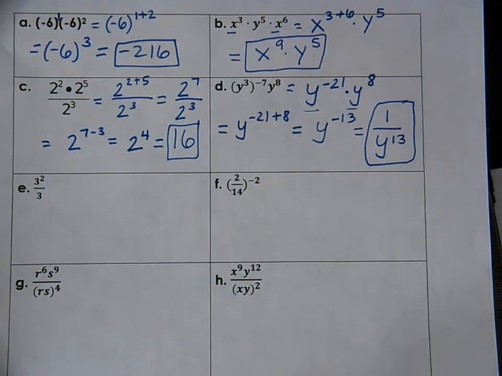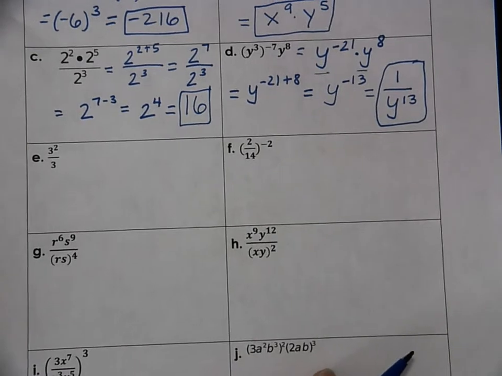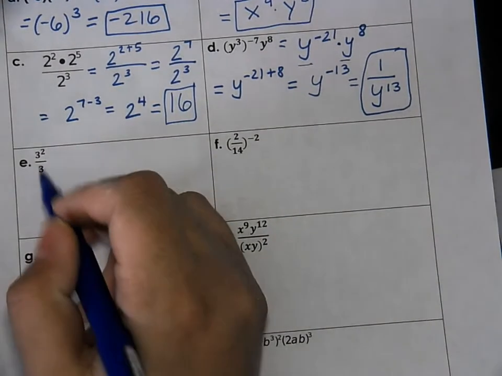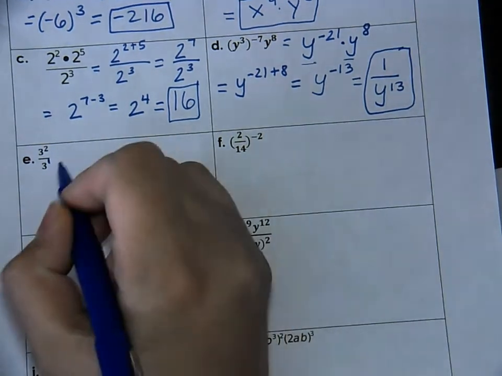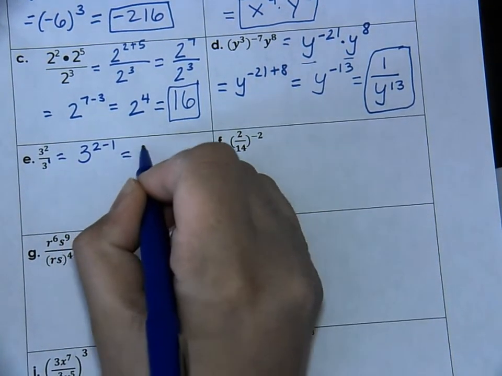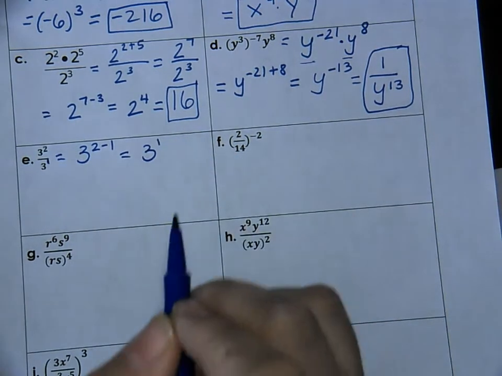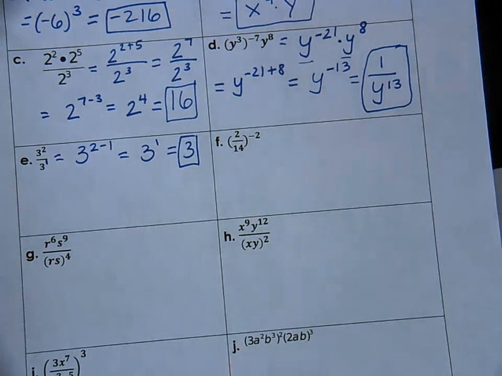All right, let's try a few more. This next one, letter E, is hopefully a little more straightforward. It's just dealing with division or fractions. So if you want to call that a 3 to the first power, you can. We're just going to do 3 to the 2 minus 1, which is 3 to the first power, or 3. You don't have to show much work for that, or any work if you don't want to. It is up to you.